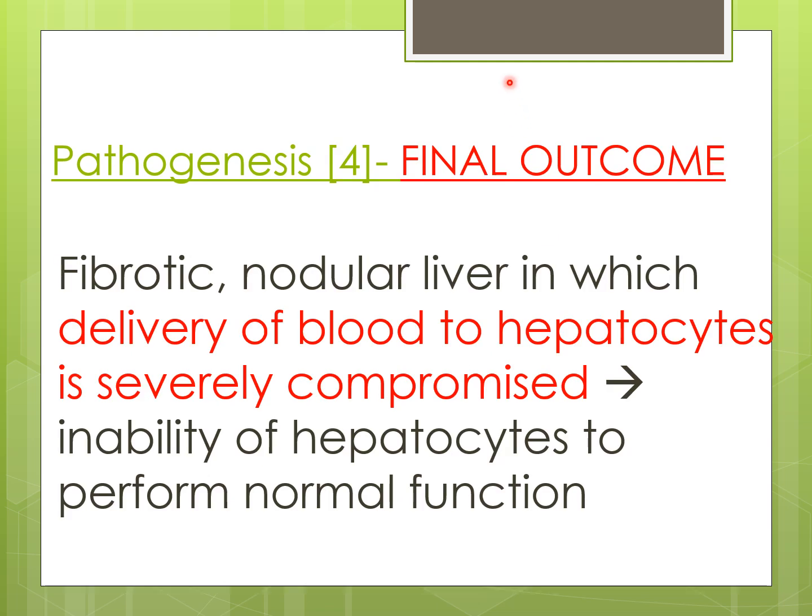So the final outcome of these changes is that a fibrotic nodular liver is formed, in which the delivery of blood to the hepatocyte is severely compromised. The blood cannot reach the hepatocytes, and thus the hepatocytes cannot perform normally. So finally, we come to know that there's a nodular, fibrotic liver, in which the circulation is not proper, and the blood is directly shunting into the central vein and the hepatic vein, and that will affect the liver, compromised.